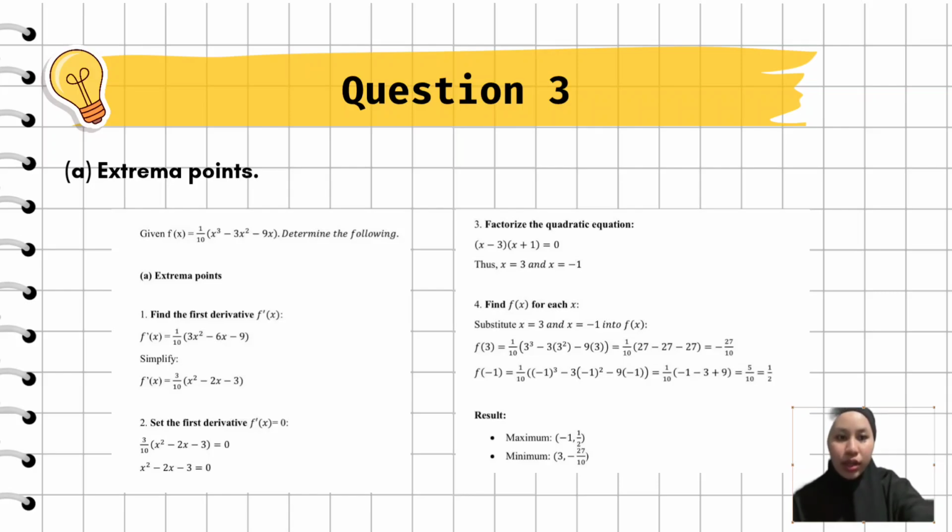To determine the extrema points, first, calculate the first derivative of the function f(x). Second, set f'(x) equal to 0 to find the critical points. The critical points are x equals a and x equals b. And the last step is substituting these critical points into the original function f(x). So I found a maximum at a, f(a), and a minimum at b, f(b).